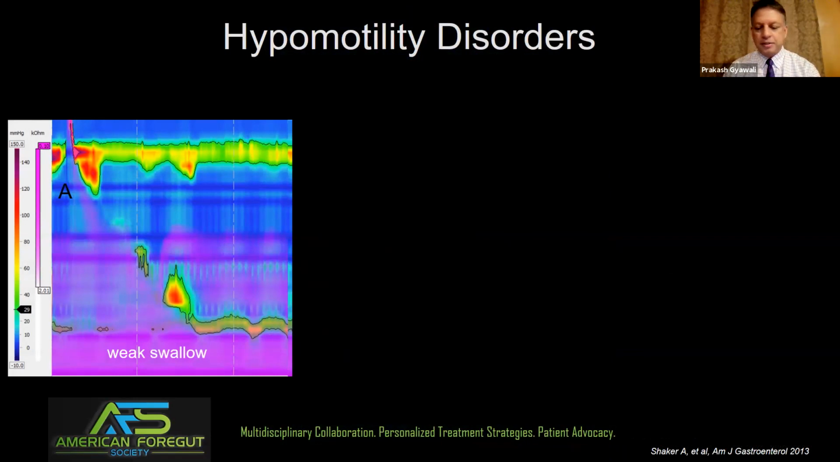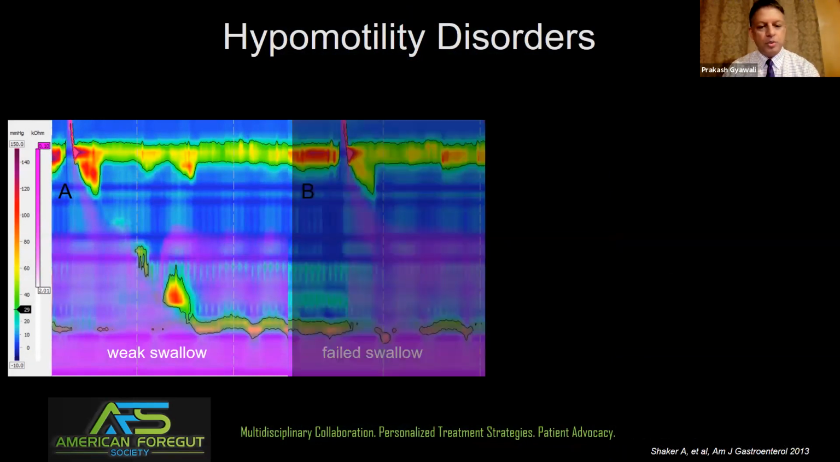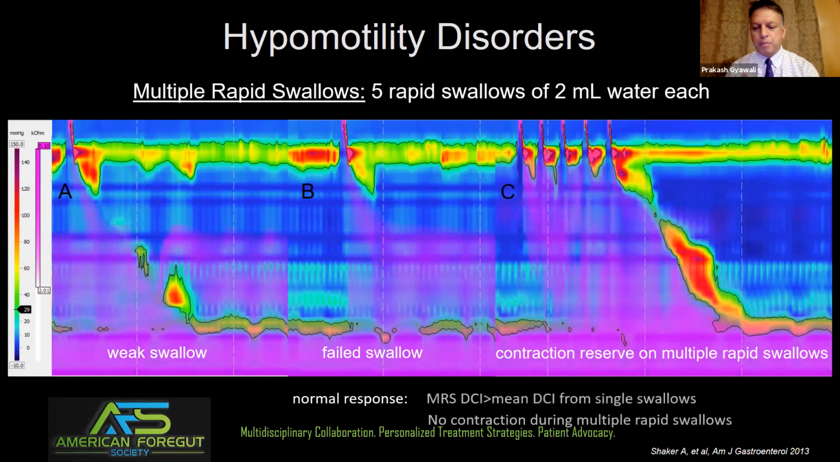Now, esophageal body, Chrissy talked about esophageal clearance. This is a weak swallow, failed swallow. But an important point to remember is that you can assess for what's called contraction reserve, doing this very simple maneuver known as multiple rapid swallows. Give a patient 5 rapid swallows in the supine position of 2 ml water in rapid succession. And in many instances, if there is contraction reserve, you will see that the contraction sequence that follows the 5th swallow has higher contraction vigor than the single swallows. This is called presence of contraction reserve.